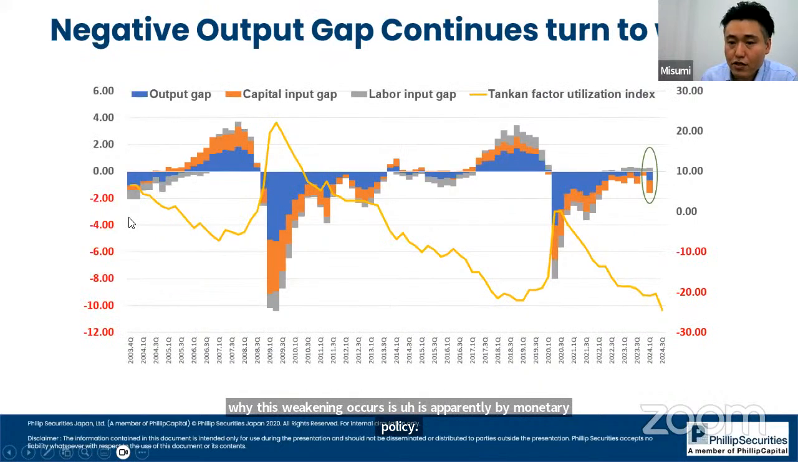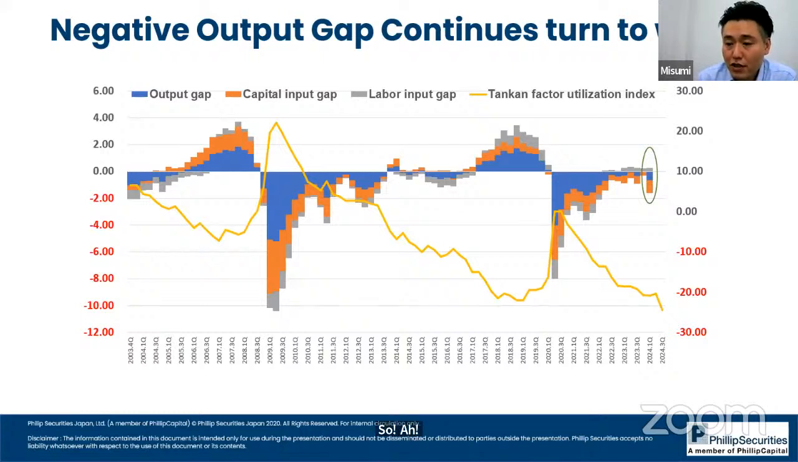So we're talking about how the fundamentals of the macroeconomics have changed so far. This is the output gap counted by the BOJ. If the output gap is positive, demand exceeds the output or supply, and if negative, supply exceeds demand.